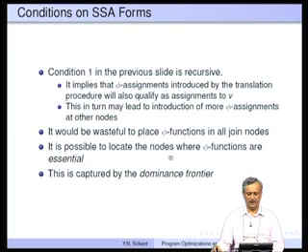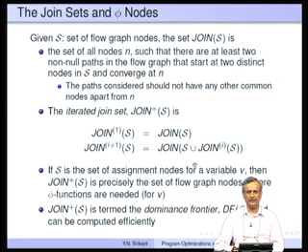It is possible to locate the nodes where phi functions are essential. So, it is possible to compute through an algorithm and enumerate the nodes where phi functions are essential. This information is captured by the dominance frontier property, which we are going to study in some detail. Let us understand what are known as join sets and phi nodes, the relationship between these, and then go on to the dominance frontier.